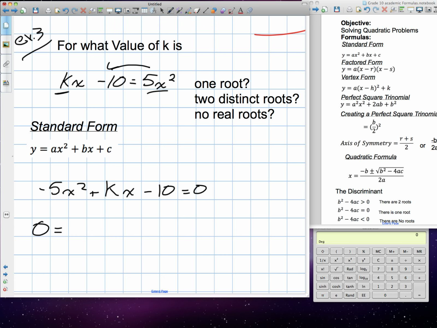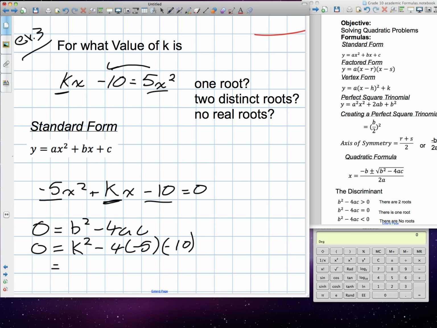So 0 will be equal to b squared minus 4ac. Okay? Now our values: a is negative 5. b is our k, so I'm going to replace b with k, minus 4 times negative 5. And c is negative 10.